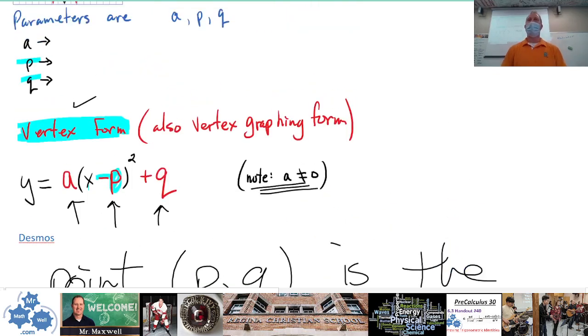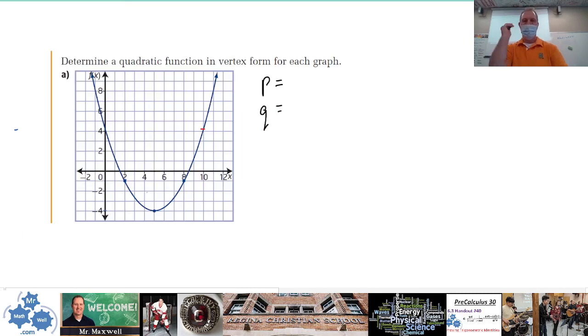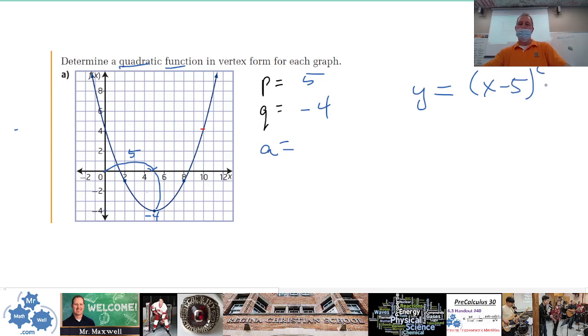All right, so that's your mini lesson for 3.1. Okay, this is the type of question I'll leave you with. Determine the quadratic function. What we have to do is identify p, q, and a. How do we do that? Well, it looks like the vertex is 5 units over and 4 units down, right? So p is 5, q is minus 4. So we have y equals x minus 5 squared minus 4.